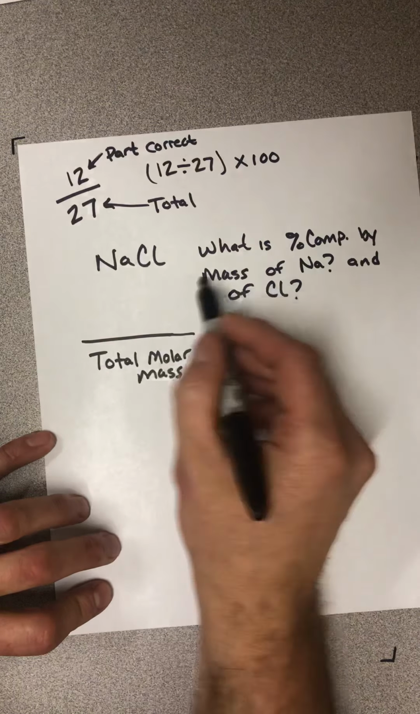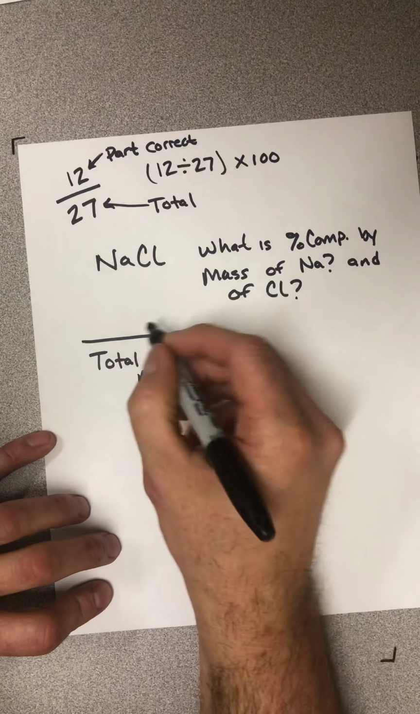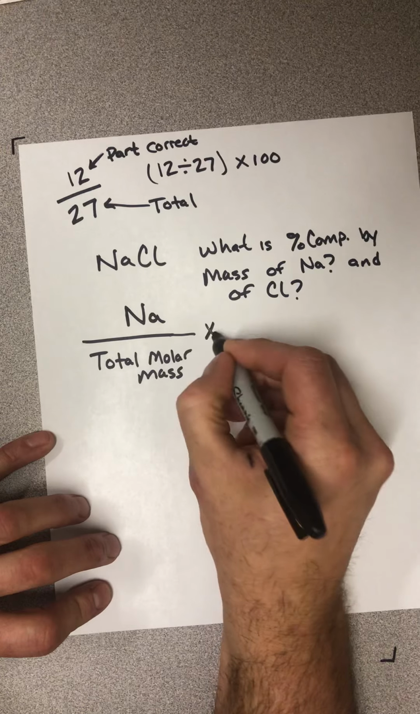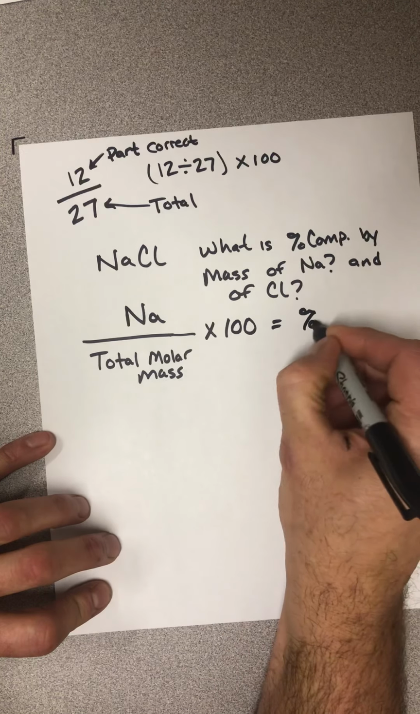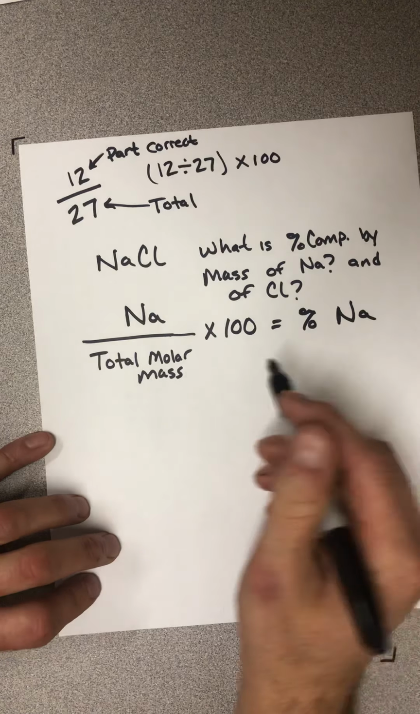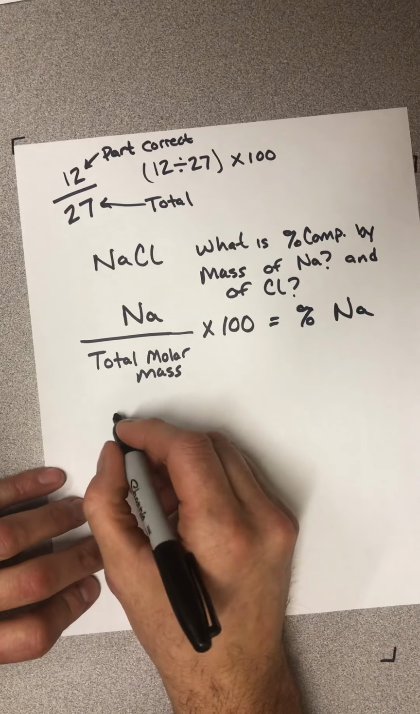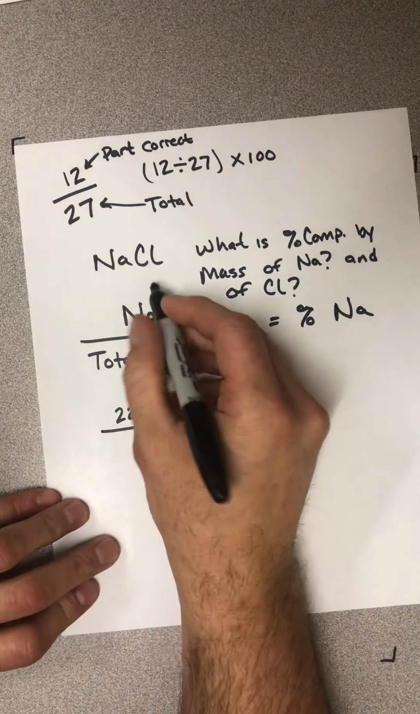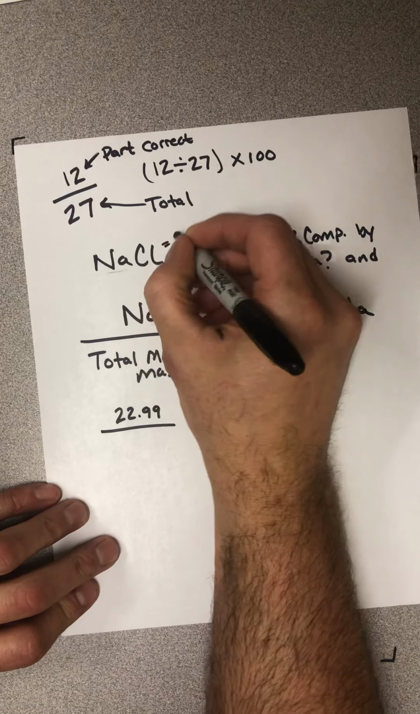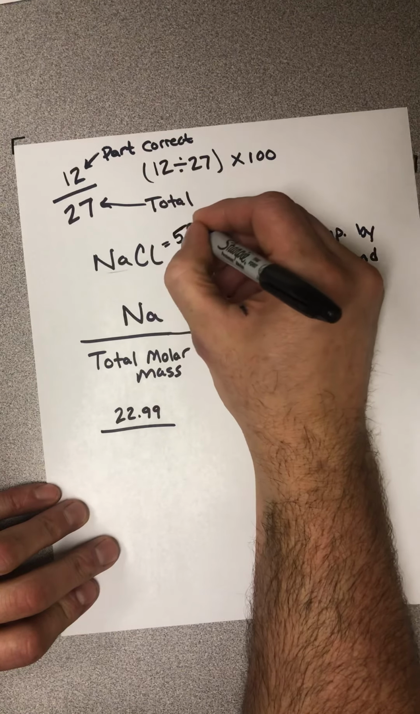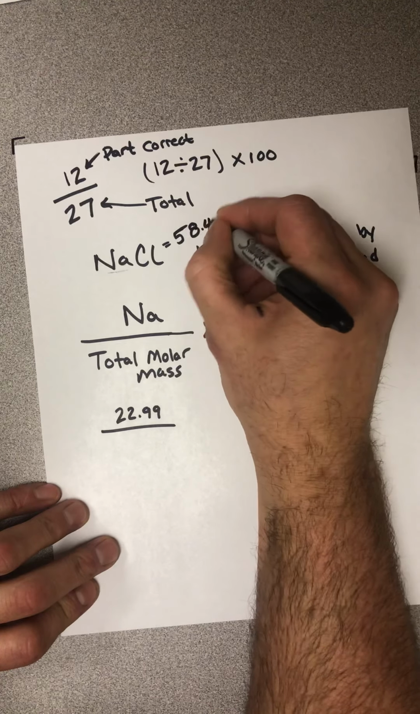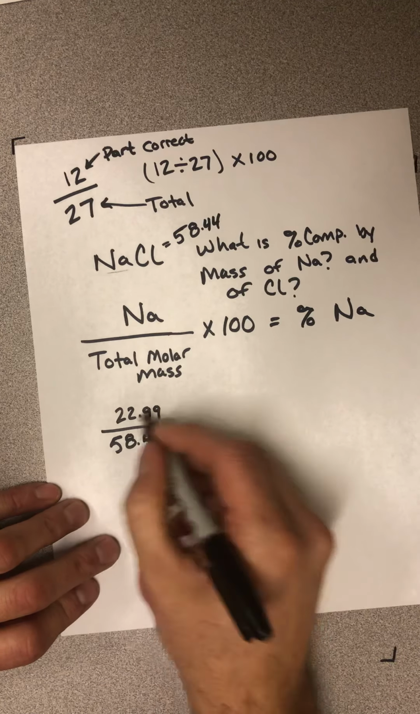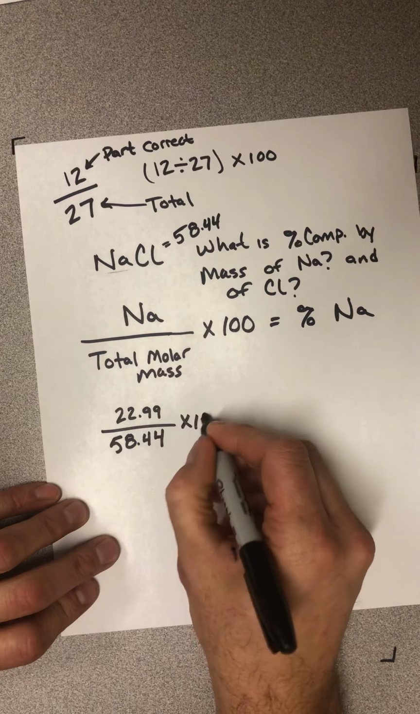So for sodium, we're going to have to do two problems here, one for sodium and then one for chlorine. Sodium's mass over the total molar mass times 100 is going to give you the percent composition of sodium. Let's run through those numbers. The mass of sodium individually is 22.99. We're going to put that over the total mass of sodium chloride, which is 58.44. So that number goes here. Then we divide those two numbers, which will give us a decimal, and then we multiply it by 100.